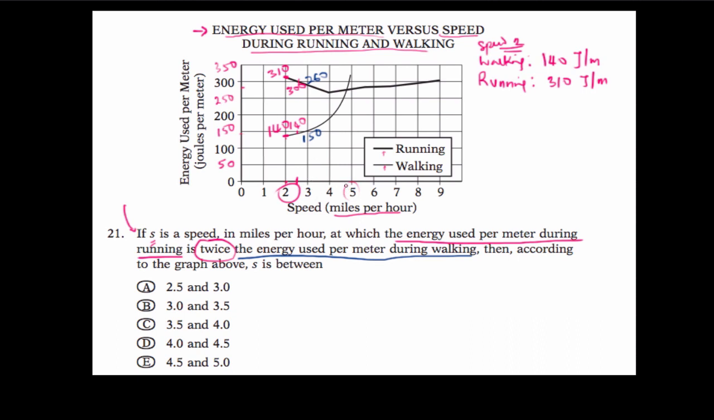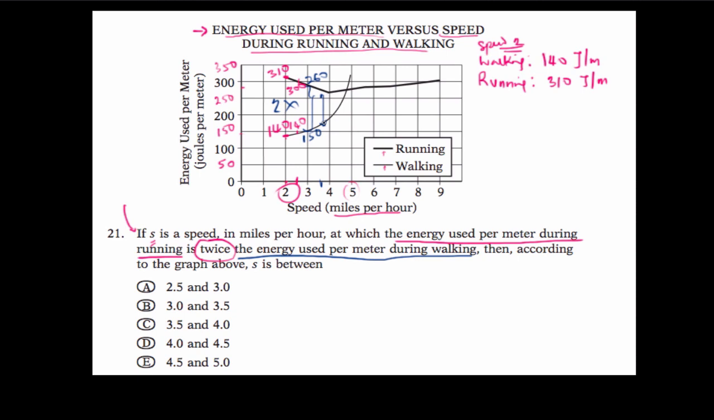So you could keep on going like that, but what you observe is that 150 is almost twice 60, and 300 is almost twice 140. This is not an accurate graph, but it gives us an overview of what's happening here. Now if we look at the options, between 2.5 and 3.0, the gap between running and walking is like this gap here, which is almost twice. Now between 3.0 and 3.5, the gap is reducing. You can see it's reducing.